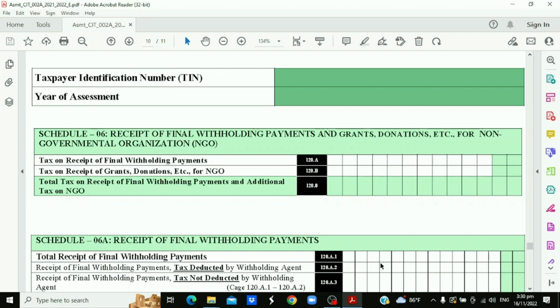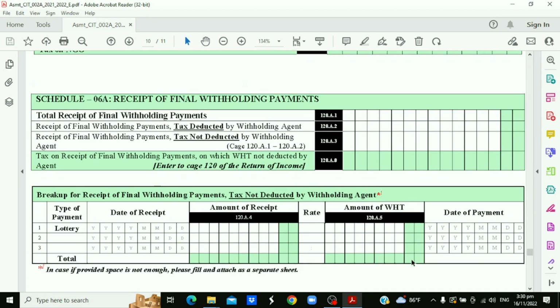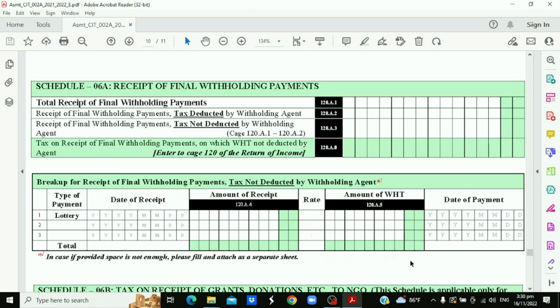But other than that, if they have received any investment proceeds, based on this they have to calculate the tax in addition to schedule 6B. Schedule 6A is mainly focused on identifying the tax on receipt of final withholding payment. Concerning final withholding payment, mainly we have to refer to section 88. Under section 88, in the present period, only two items we can identify. One is receipt of winnings from lotteries, betting and gambling, and the second one is payment made to non-residents. Only those two we can take under this category.